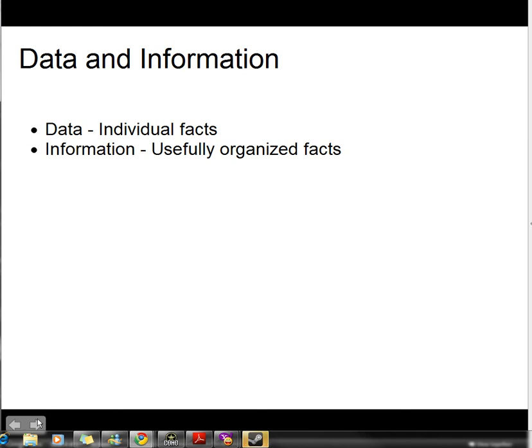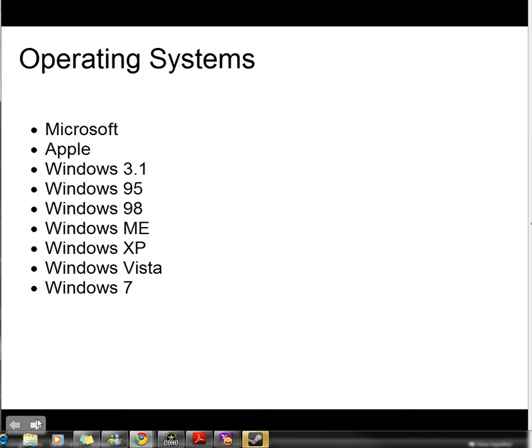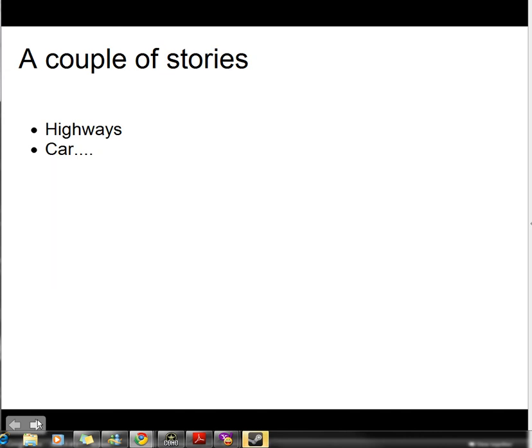Okay? As far as operating systems, I won't go through this too much because I want to keep this a little short. Operating systems, you might want to look them up. First, you had the Apple operating system. You had the first version of Windows. And Windows has gone on and on and on until we have Windows 7. You might want to look these up. It's rather important. And next time, I'll probably give you a couple of stories, a highway story and a car story, on how it relates to a motherboard.